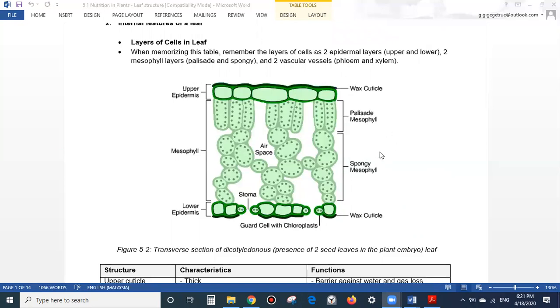And then sometimes there's xylem and phloem. Xylem and phloem also do not have chloroplast. Okay?